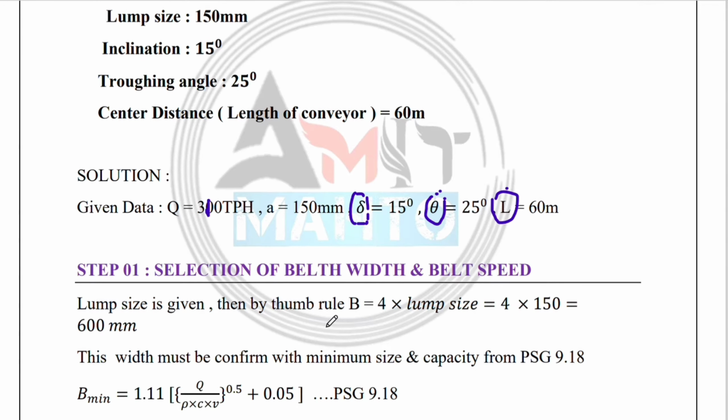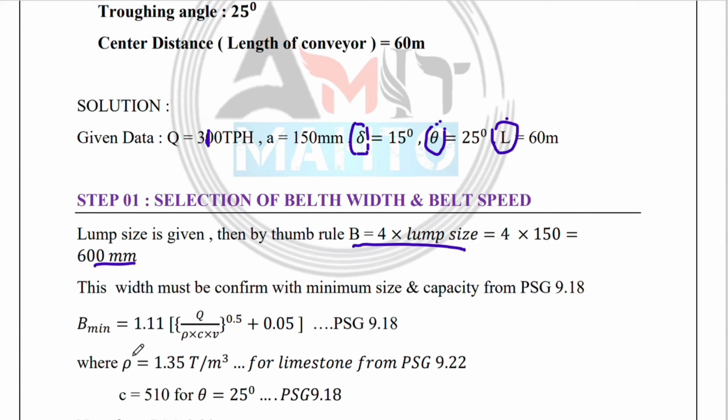Then by thumb rule there is one formula. According to thumb rule, B is equal to 4 into lump size. So lump size is given 150 mm, so 4 into 150 which is 600 mm. So here the belt width will be 600 mm.